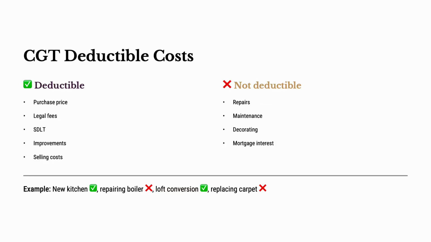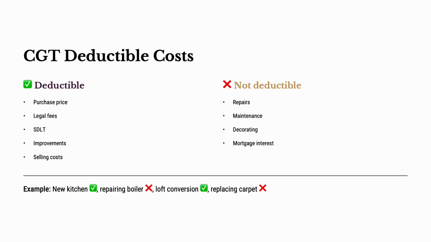So, deductible costs for CGT purposes. Not all costs are deductible for CGT purposes. You need to know what counts and what does not. Deductible costs include the original purchase price, legal fees on purchase, SDLT paid when you bought it, the cost of improvements, things that enhance the property value, and selling costs like estate agent fees and legal fees on sale. Non-deductible: repairs, maintenance, decorating, mortgage interest. These are either running costs or financing costs, not capital expenditure that enhances the asset.